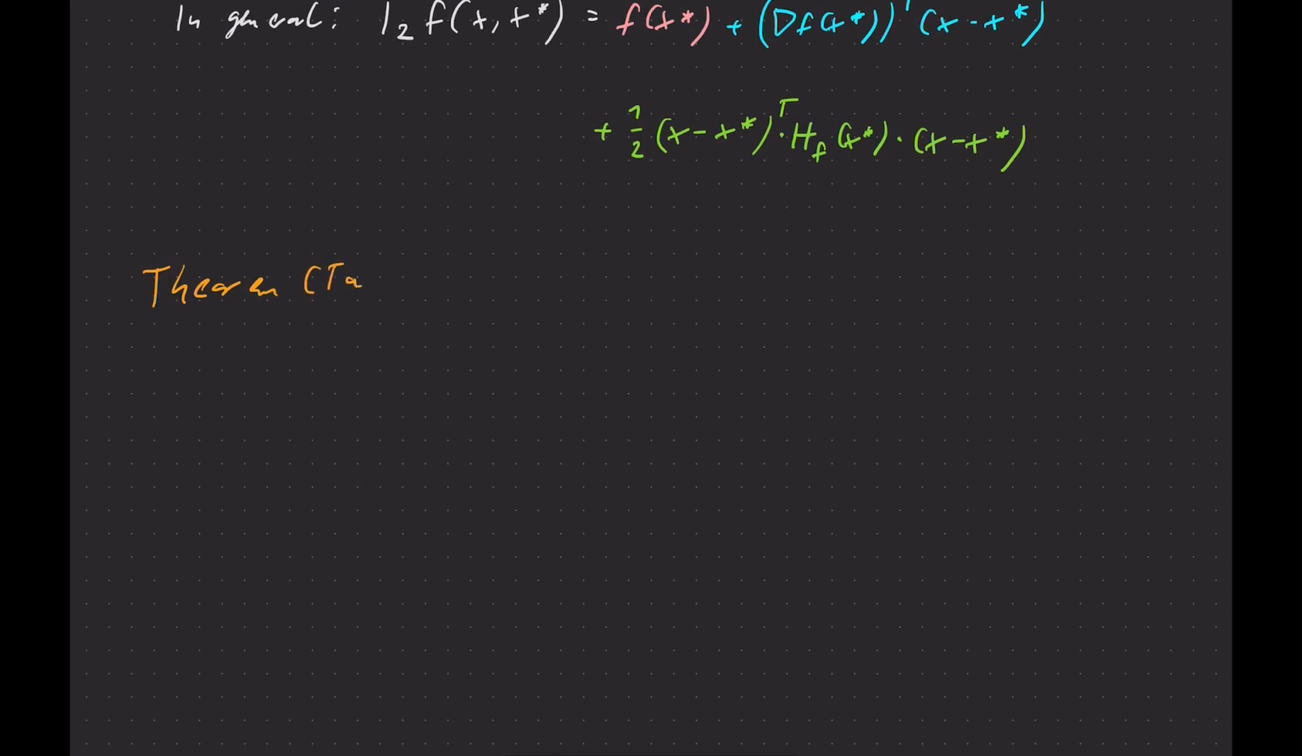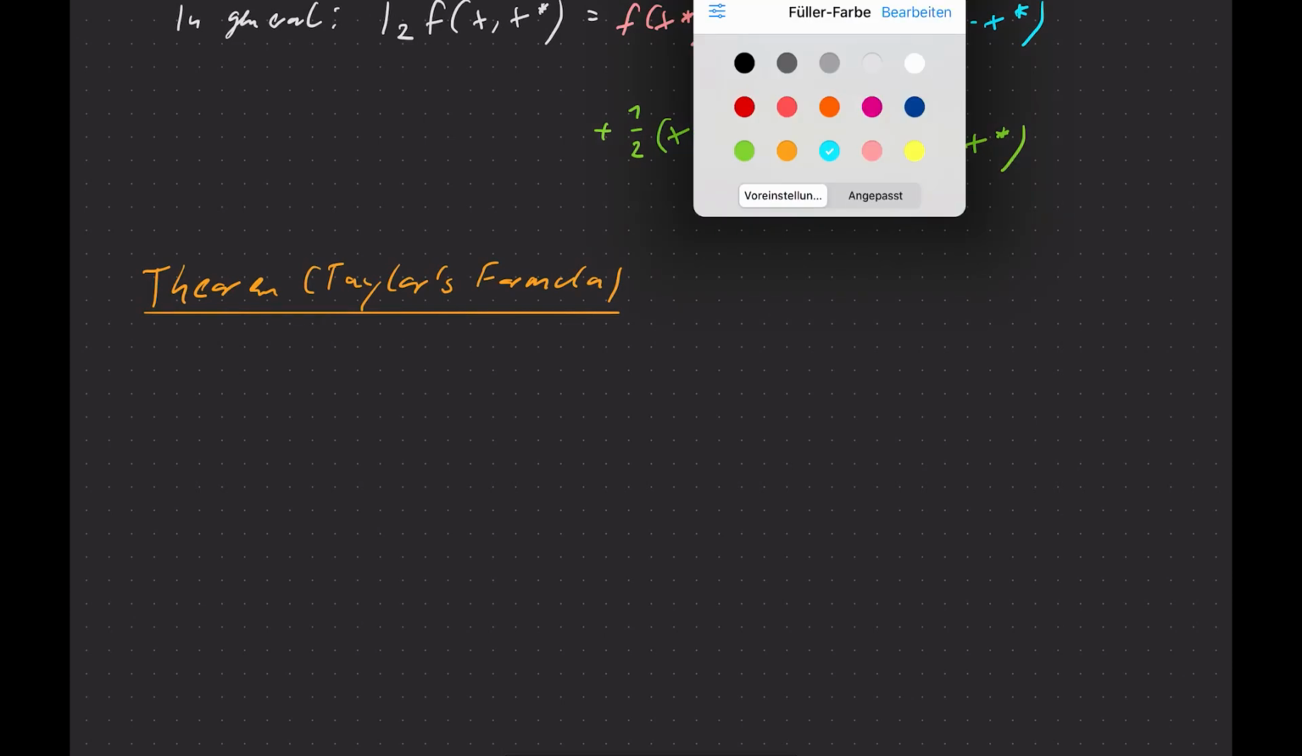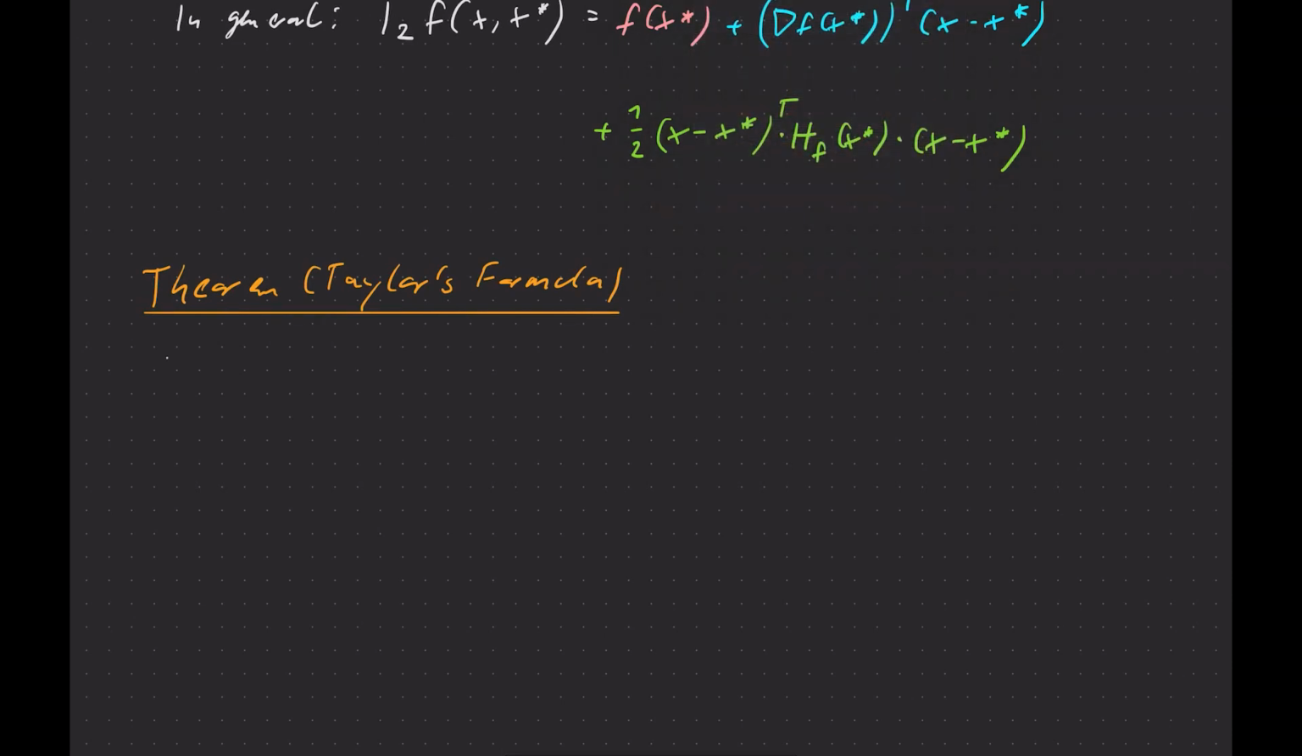Okay, so that's also called Taylor's formula with remainder. It's kind of the most general case of a formula that you can have. As always, let X in R to the n be open. Let x star be in X. Let f be a function that is at least k plus 1 times continuously differentiable, because we need that k plus 1 for the remainder later.